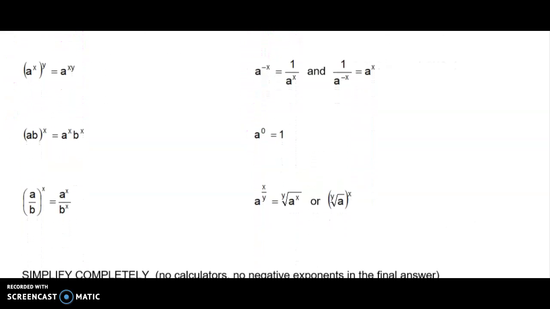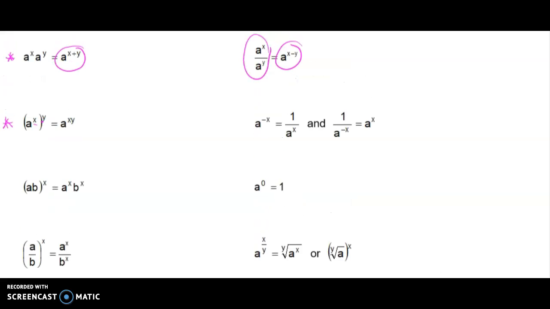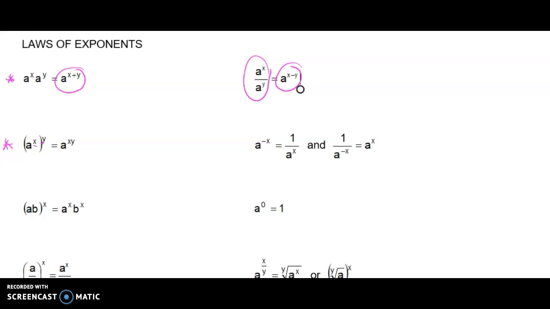When we have a power to a power, like we do in this problem, we have a to the x to the y, a power to a power. You multiply your powers. So don't get that confused with the rule above it. When you're multiplying, you add your powers, but when you have a power to a power, you multiply your powers. So that would give us a to the xy power.